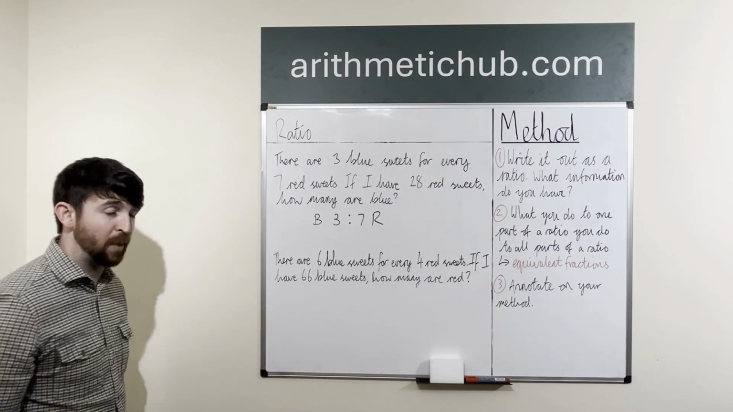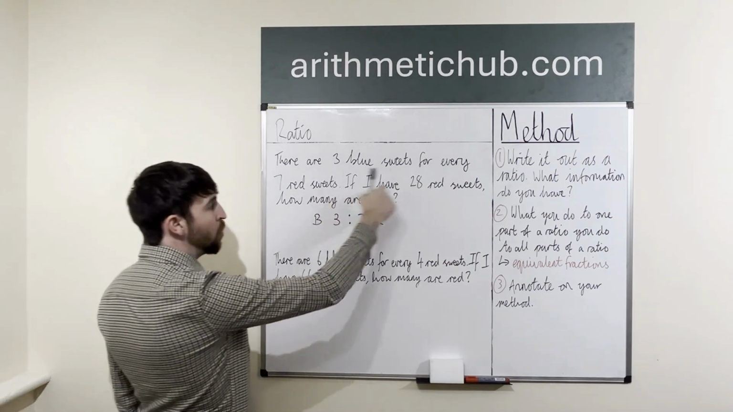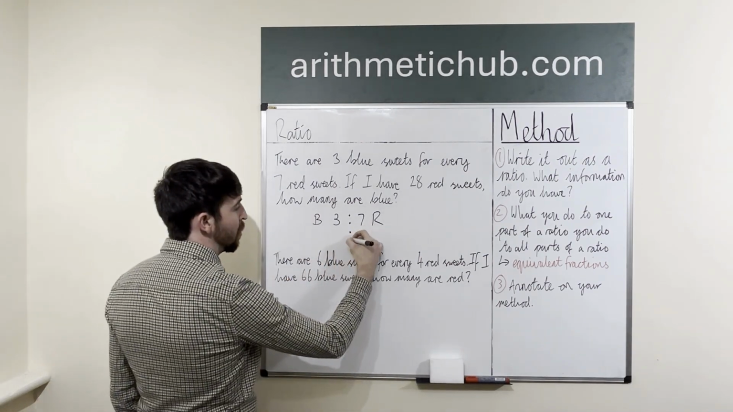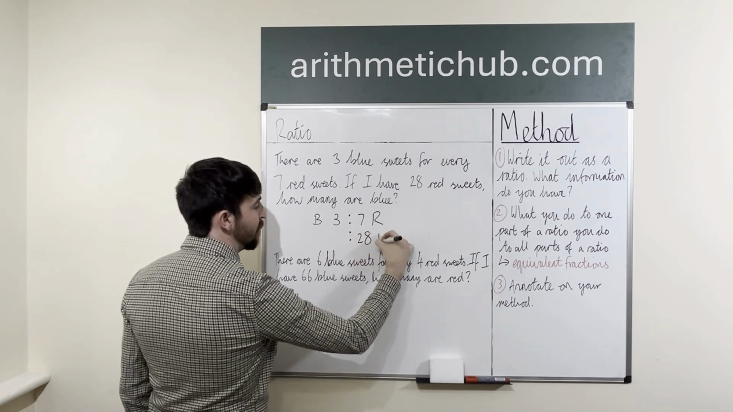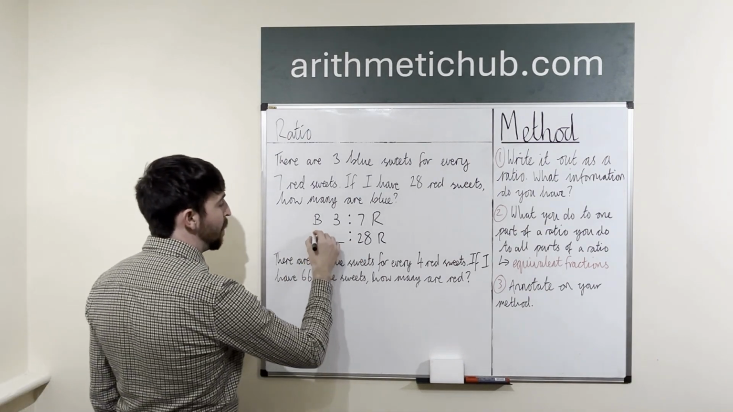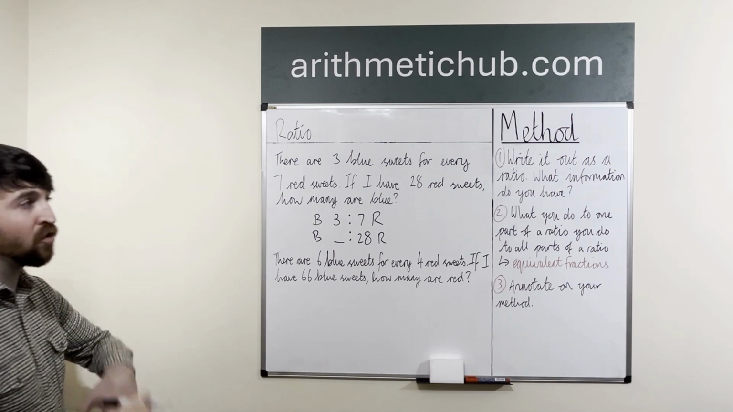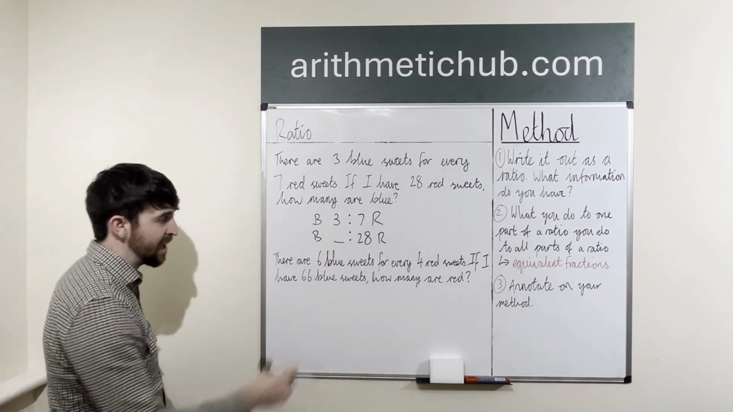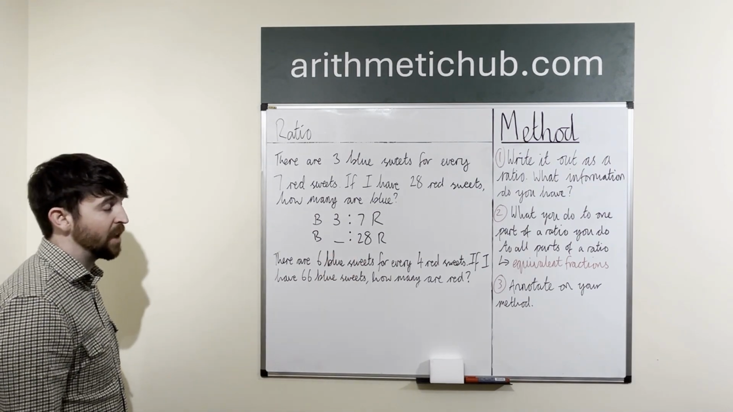So we have these 2 pieces of key information already. We also have one more piece of key information. I have 28 red sweets in total. So, in total I have 28 red sweets like that. What I don't know is how many total blue sweets that I have. So now I've set it up in a ratio. What key information do I have? I know my ratio is 3 to 7, and I know I have a total of 28 red sweets.